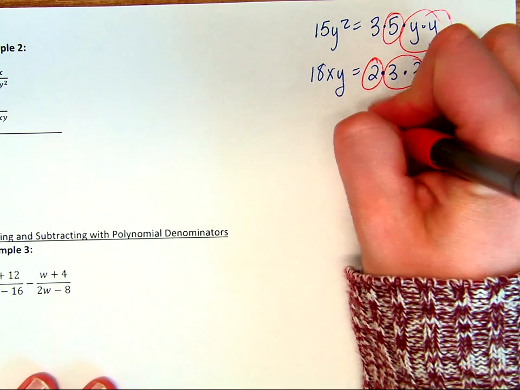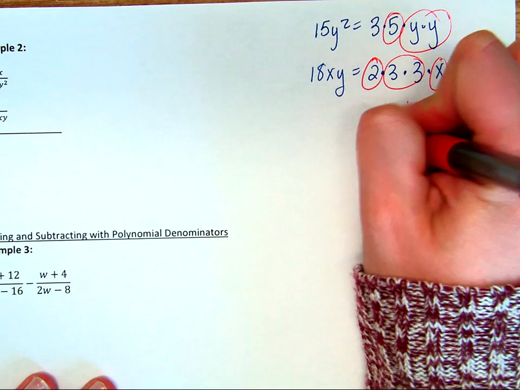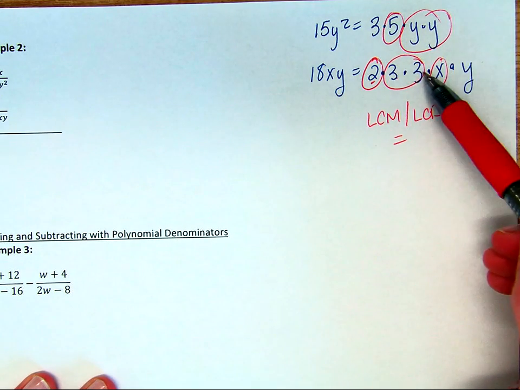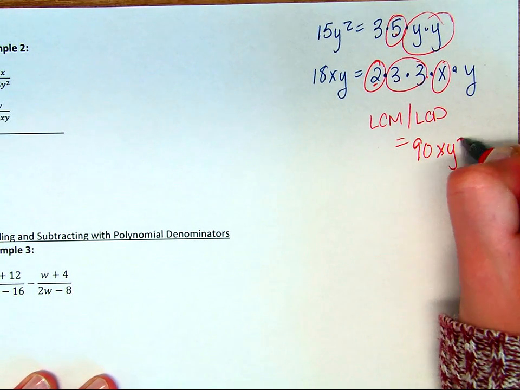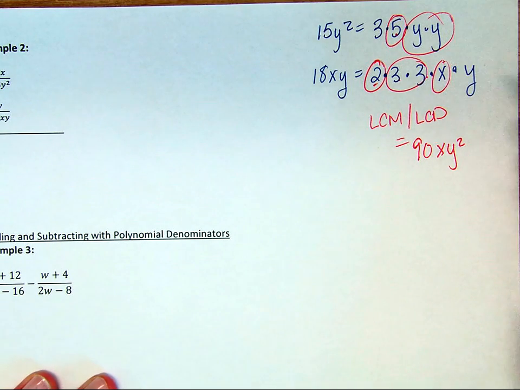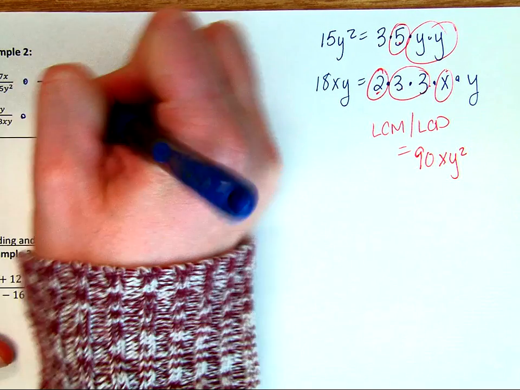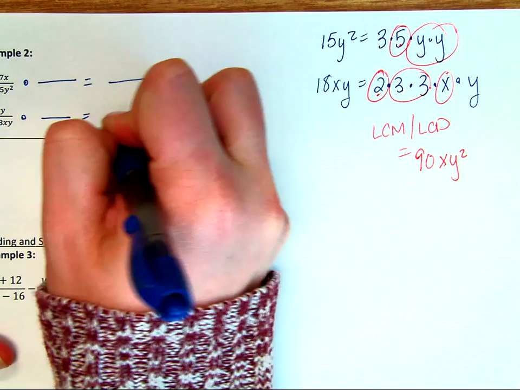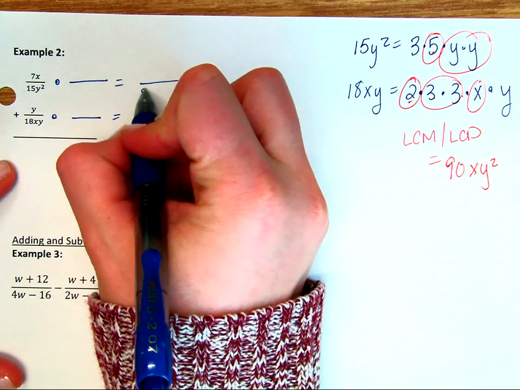And then my LCM, or LCD, if you want to say, is going to be 2 times 3 times 3 times 5, which is 90, xy squared. So that is what you're going to set your problem up like this. I know I'm going to need to multiply by something, but in the end I want my denominator to be this, 90xy squared.